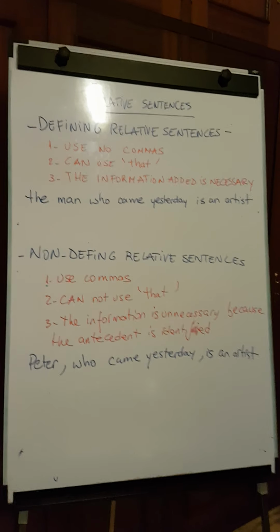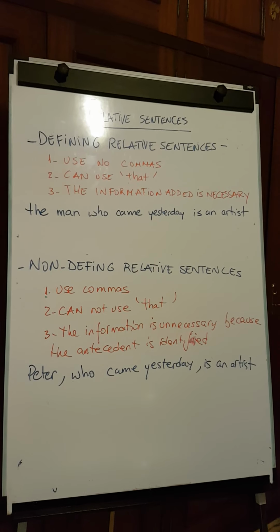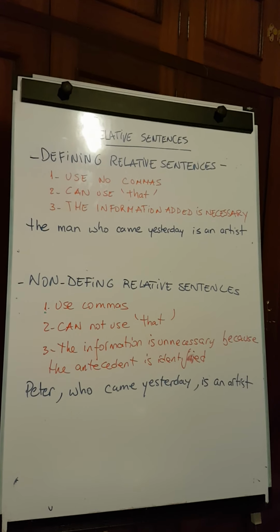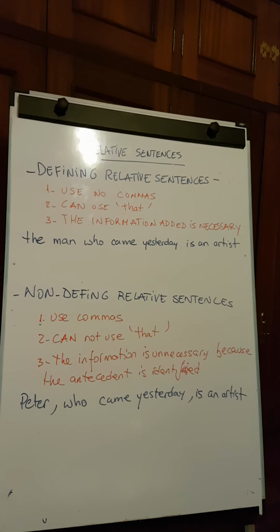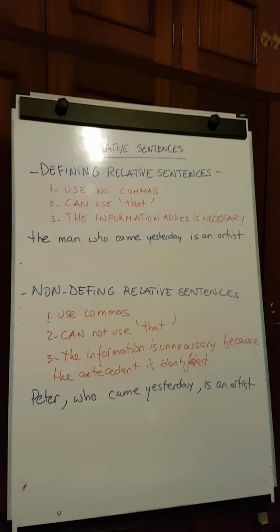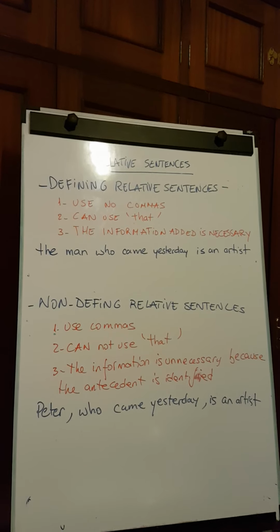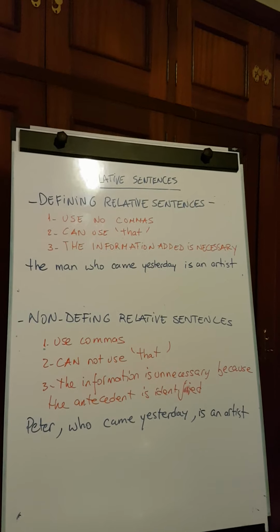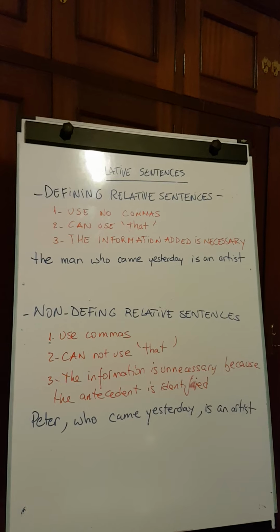Now, our third video is explaining the difference between defining relative sentences and non-defining relative sentences. Okay, so in red you have seen the differences. A defining relative sentence is a sentence in which the information added by the relative sentence is completely necessary. You cannot omit this information. You cannot do without it. So normally, visually, you can see that it uses no comma.